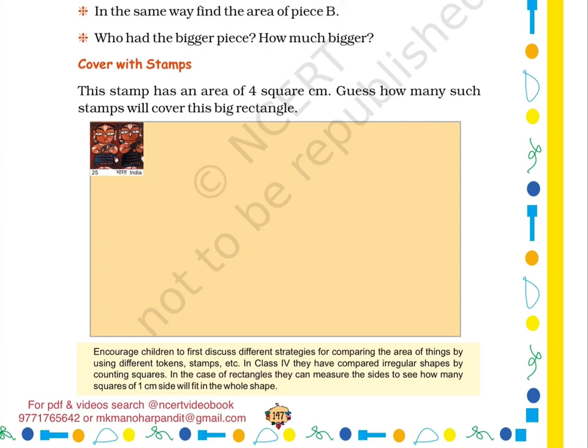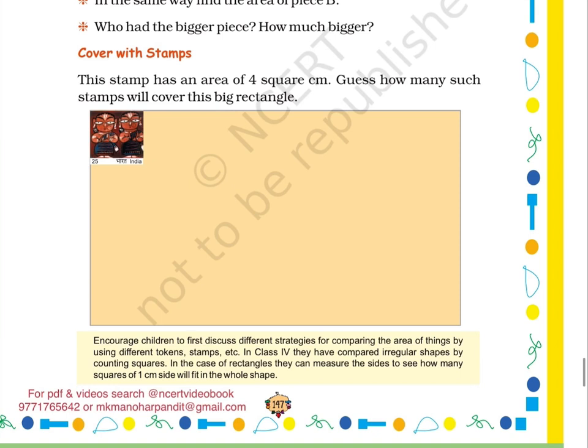For the teacher. Encourage children to first discuss different strategies for comparing the area of things by using different tokens, stamps, etc. In Class 4, they have compared irregular shapes by counting squares. In the case of rectangles, they can measure the sides to see how many squares of 1 centimeter side will fit in the whole shape.